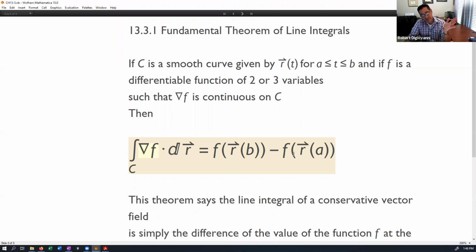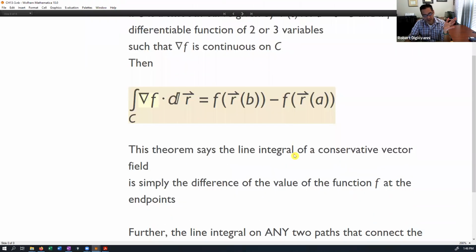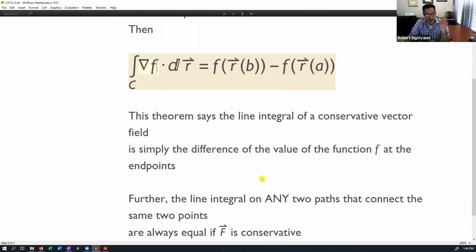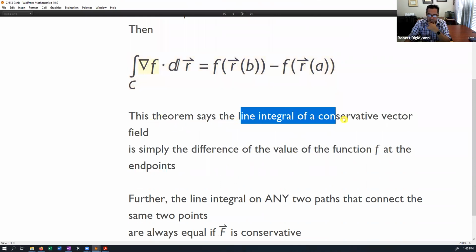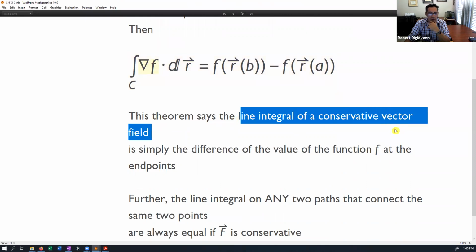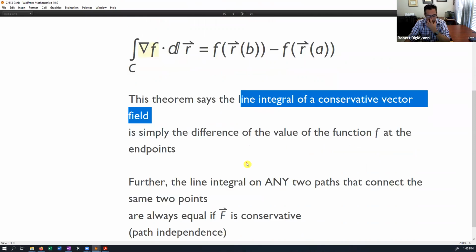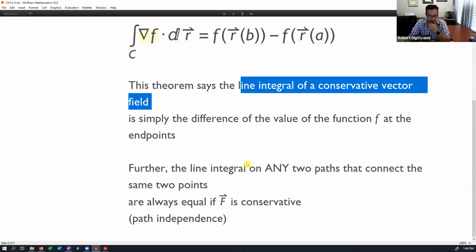Okay, what the hell is this saying? This theorem says that the line integral of a conservative vector field is simply the difference of the value of the function f at the endpoints. I'll explain that a little more later. Further, the line integral on any 2 paths that connect the same 2 points are equal if f is a conservative vector field.